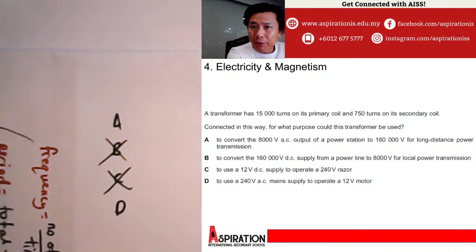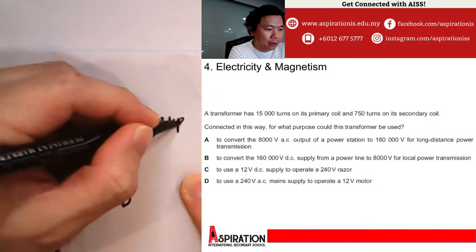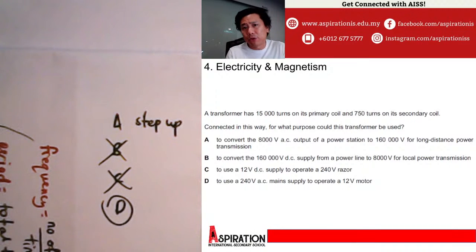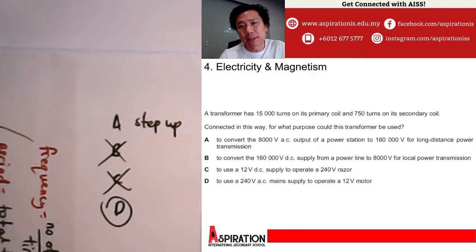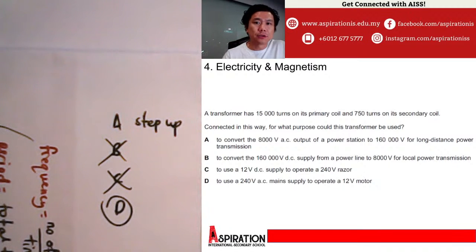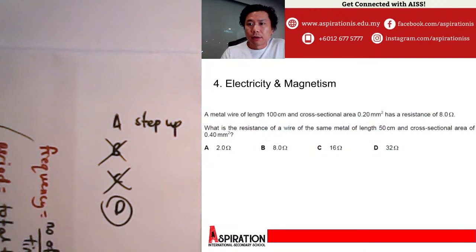If your primary coil is 15,000 and your secondary coil is 750, definitely it is step down. But A is step up. So automatically you know the answer is D, and you can read just for double confirmation. 240 to 12 volts, so that is a step down. So D is your best bet. That's how you attempt this question. Remember, a transformer does not work with DC. Have a look at the next question. Thank you, Dion, for participating. Well done. It's D. This is a question that gives a lot of headache to many people.